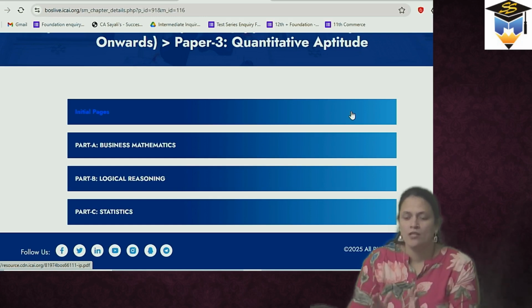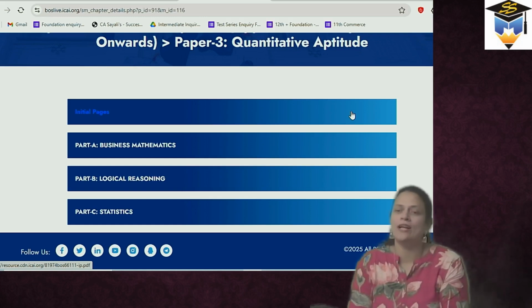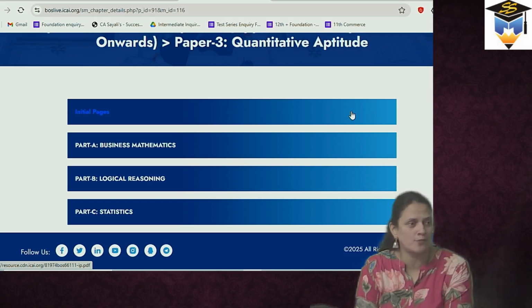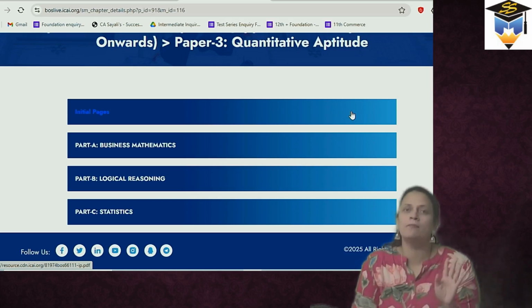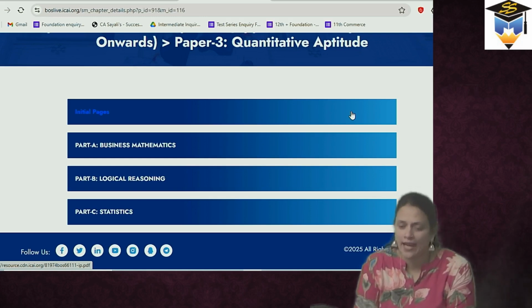All right, so coming back to quantitative aptitude, as you all know, this particular subject is for 100 marks. Minimum marks are 40. And it is divided into three parts, as you can see over here.